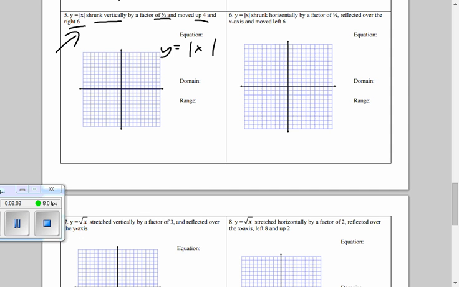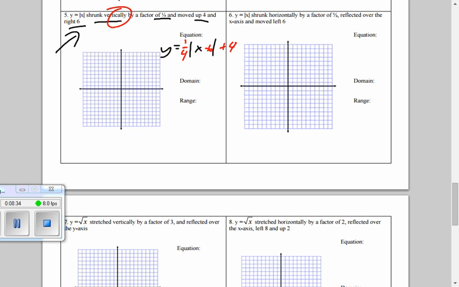Okay, vertical shrink by a factor of 1/4. Vertical on the outside, high vo, right? And why am I using the 1/4 instead of changing it to a 4? Because I can trust the stuff that's on the outside. And vertical's on the outside. So up 4 is plus 4, right 6 is minus 6 on the inside. Raise your hand if you had the same thing as I did. Okay, good. Then domain and range.